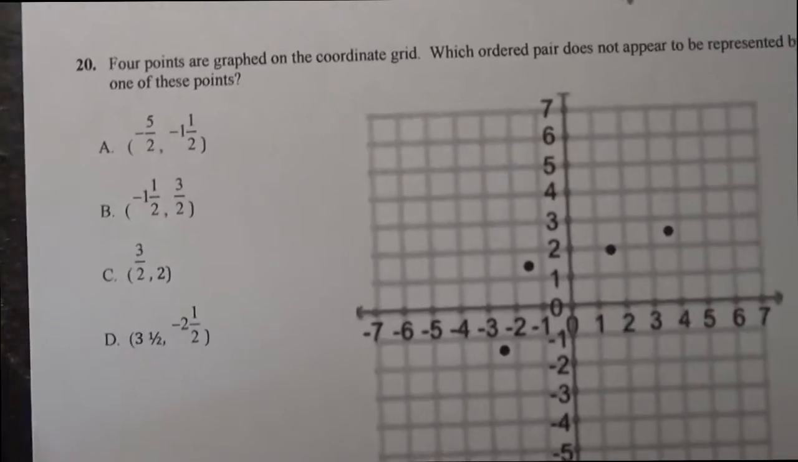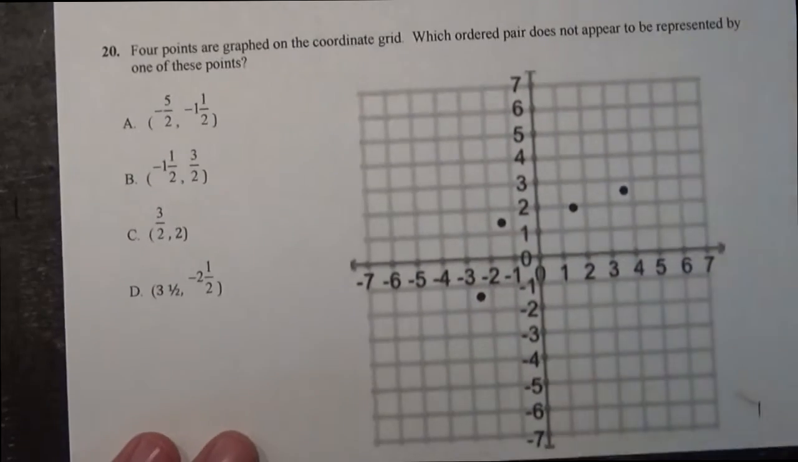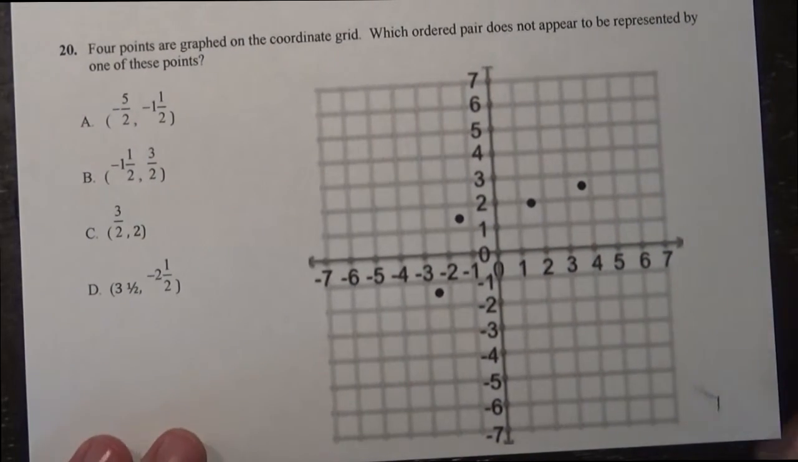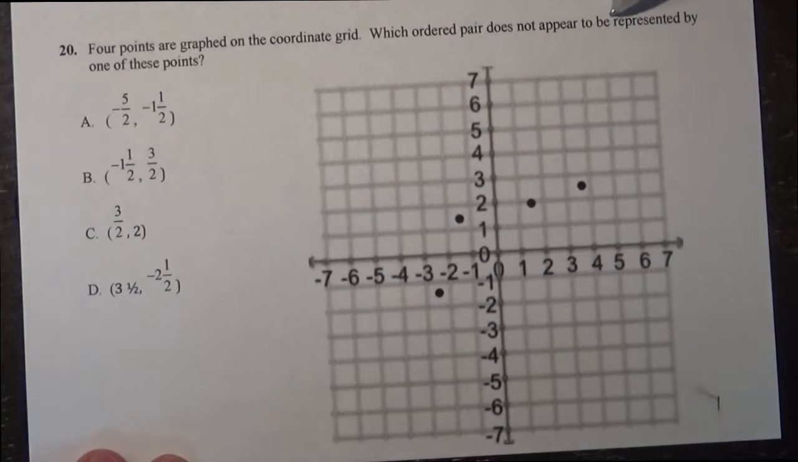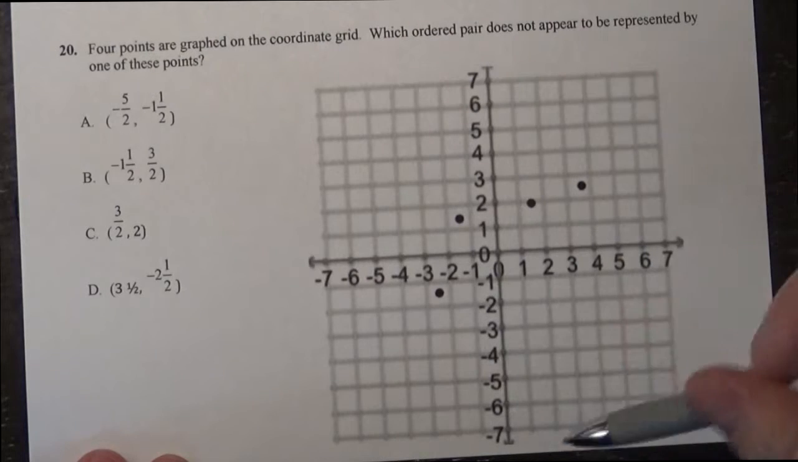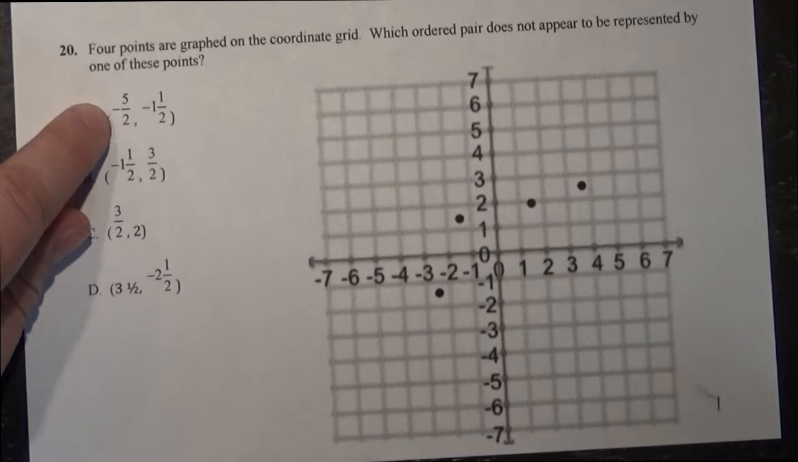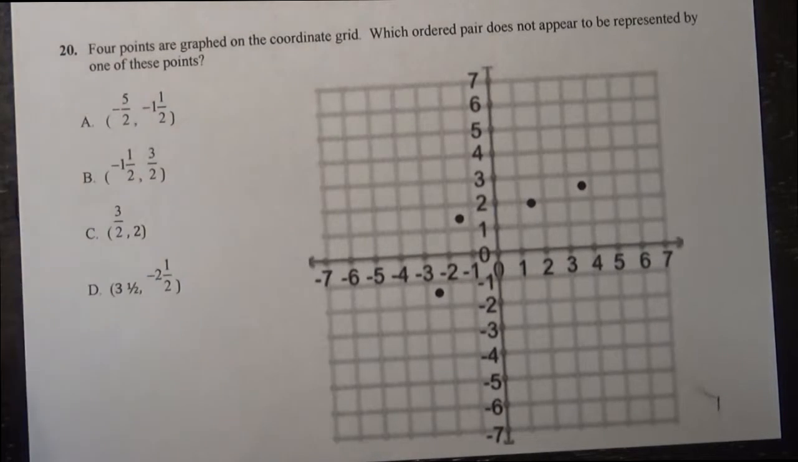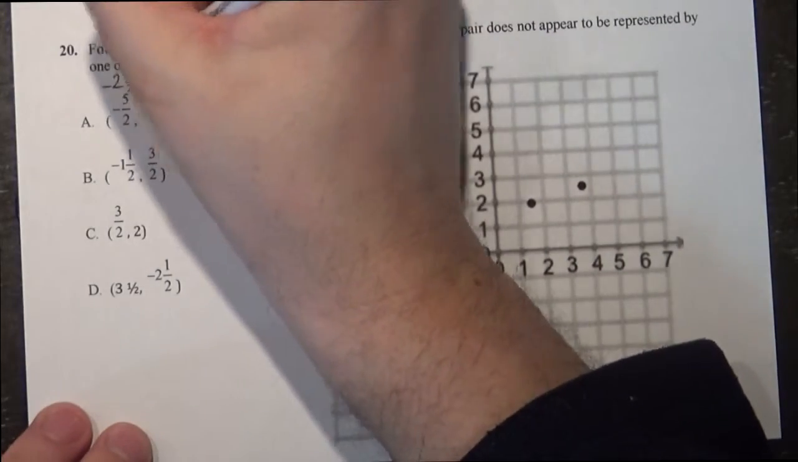Let's wrap it up here with number 20 for part A, and I'm just going to zoom out a little bit. There we go, so you can see the whole thing. Now it says 4 points are graphed on the coordinate grid. Which ordered pair does not appear to be represented by one of these points? Well, let's take a look at it. Letter A, we have -5 halves and -1 1/2. Well, 5 halves to me is tricky, so I'm going to turn that improper fraction into a mixed number. And I know 2 goes into 5 2 times, right? So this is really saying 2 1/2.